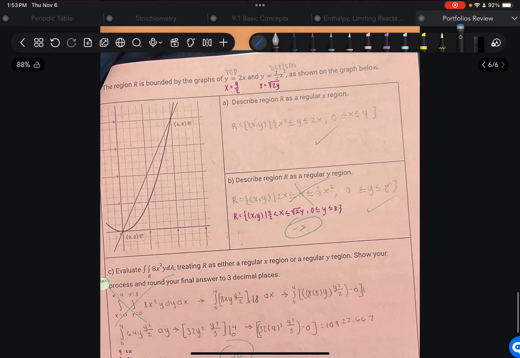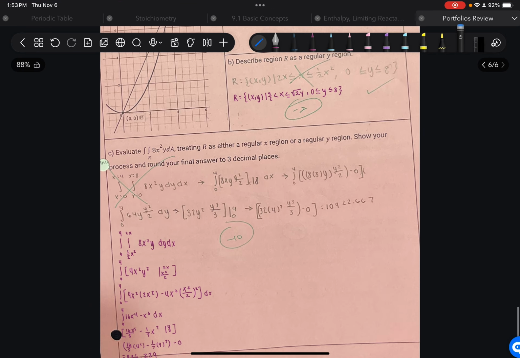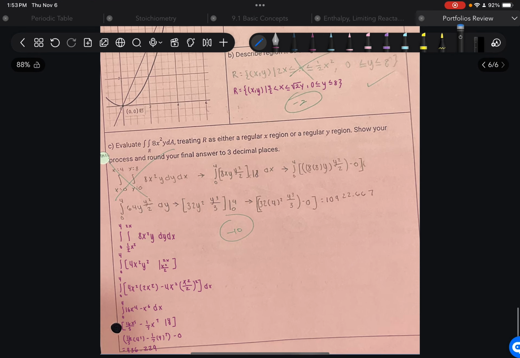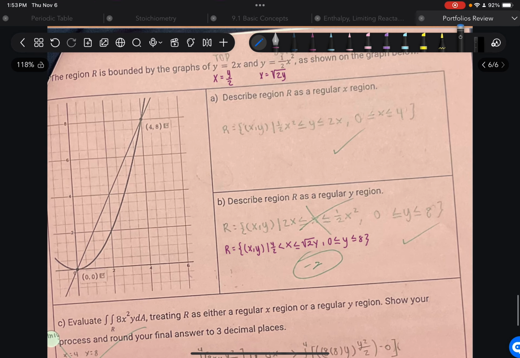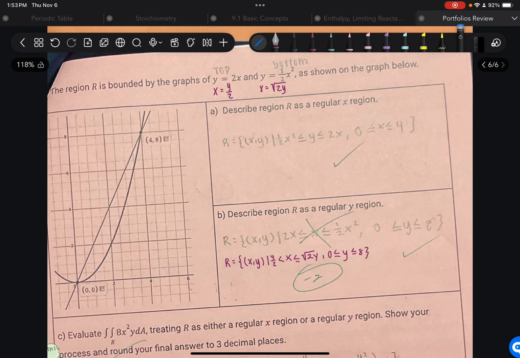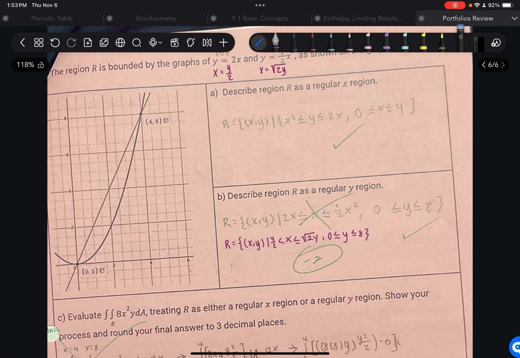And then for question number 5, again for part C, here I had trouble doing double integrals. And then for part B, describing region R as a rectangular Y region, I forgot that I had to solve for x from my given equations to write it as a rectangular Y region. So I did that and corrected it.